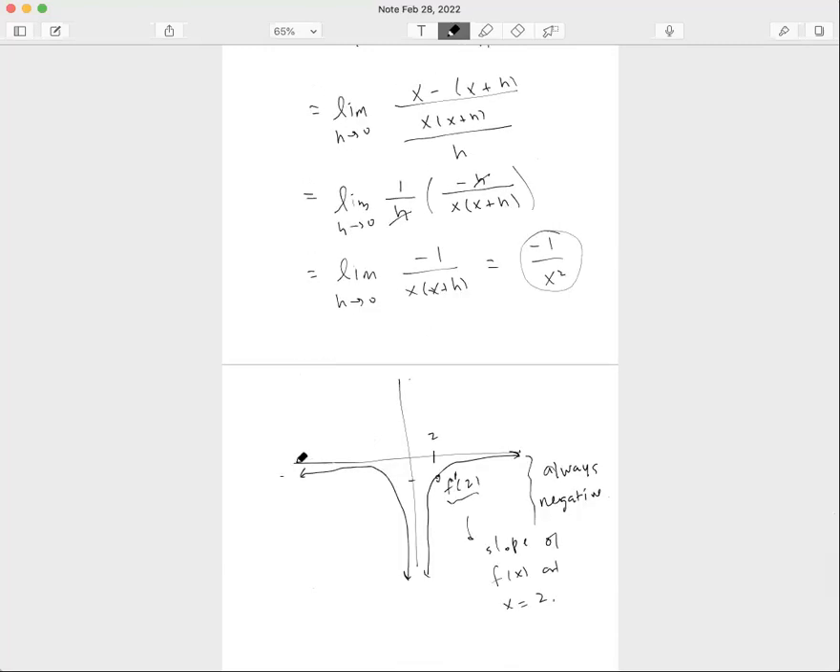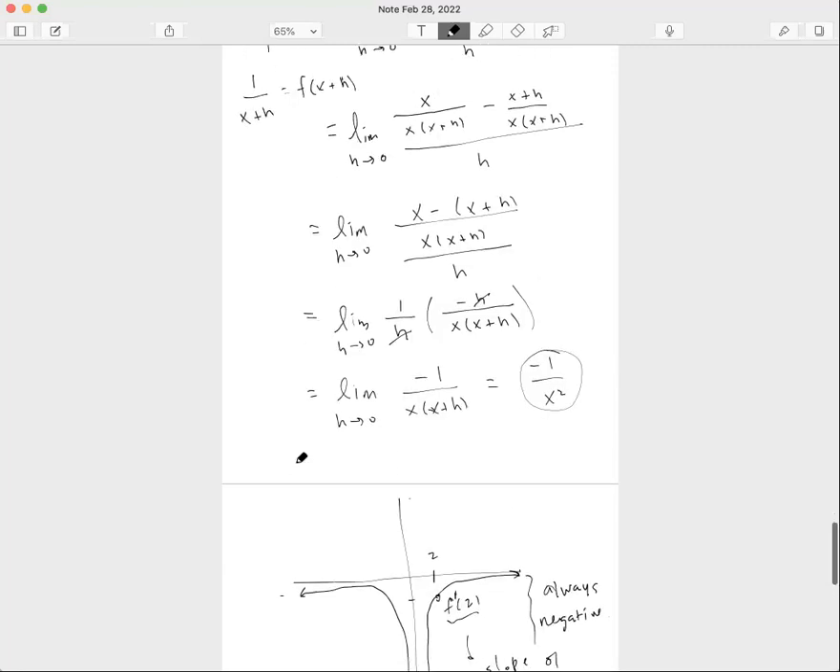Okay. Why do the h's cancel? Right here, I have a 1 over h and then a negative h over x times x plus h. That's the cancellation here, because this is all a product down here, right? h times x plus h, and then 1 times negative h. All right.